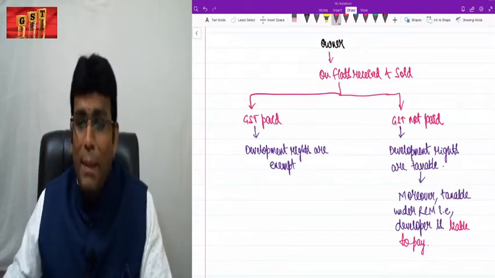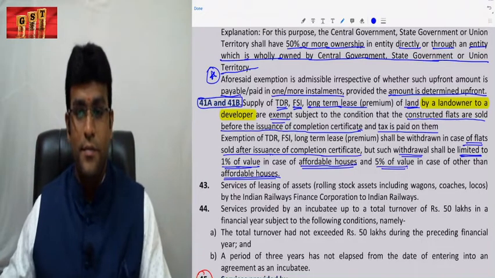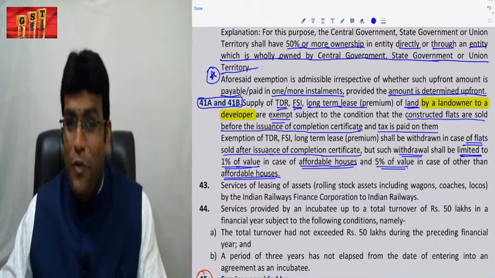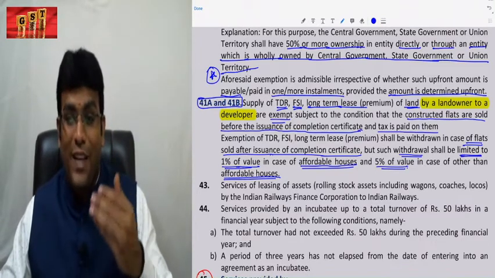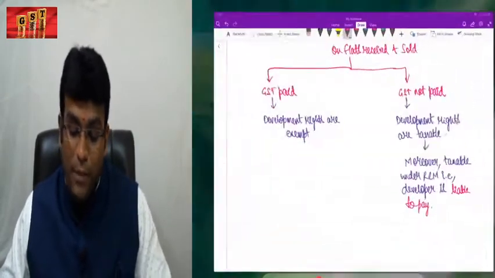Done, my dear friends. Let me proceed. Yes, friends, come on. I'm sure we got full clarity on this concept of transfer of development rights, my dear friends. Very good.